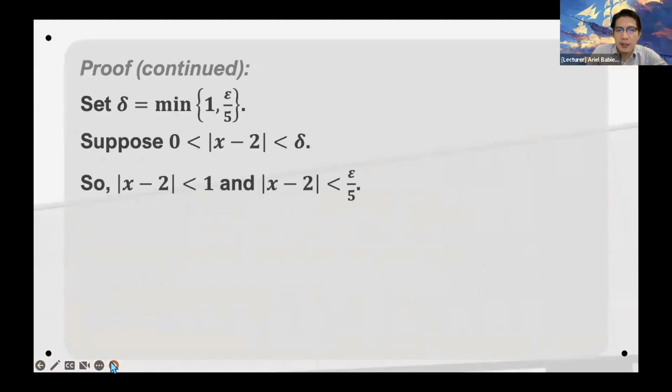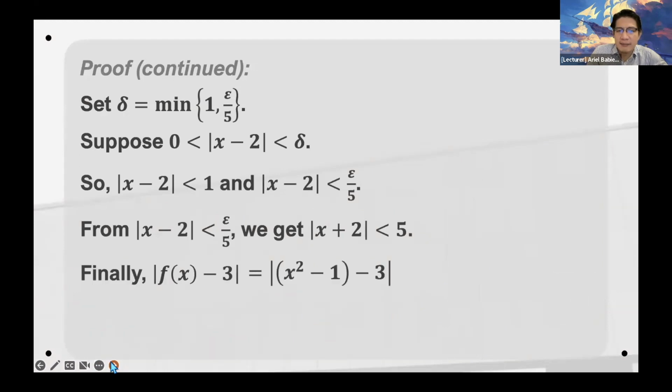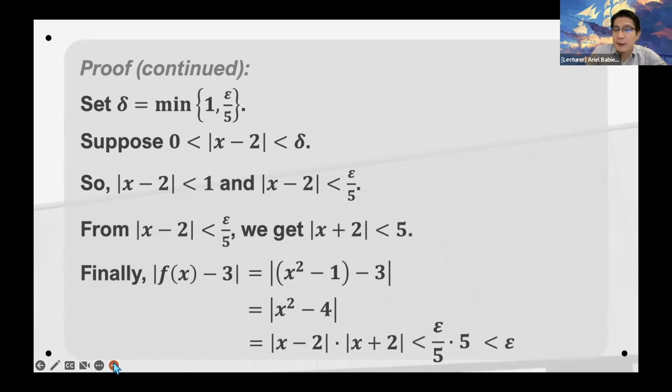So, kaya po sa proof, ito yung mangyayari sa kanya. Yung pa rin kanina, f of x minus 3. If you simplify, x squared minus 4. If you're going to factor, x minus 2 times x plus 2. Absolute value of x minus 2 is less than epsilon over 5, absolute value of x plus 2 is less than 5, and finale, makukuha nyo pa rin yung less than epsilon.